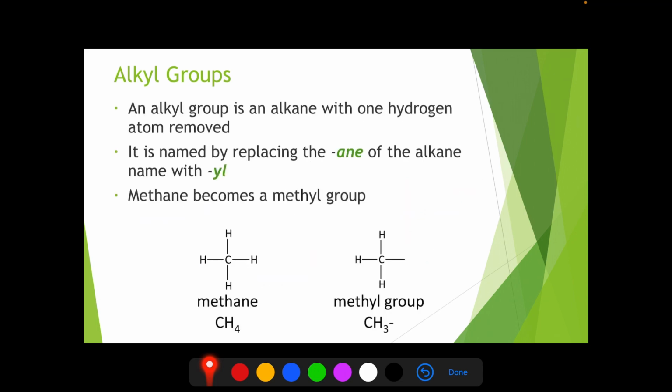To name the alkyl groups, it's really easy because you just take methane, remove the hydrogen, and you call it methyl. So the ane is replaced with the yl. So methane becomes a methyl group, and again, it's attached to whatever here, R, or some long chain of carbons. Ethane becomes ethyl, propane becomes propyl, and so on.